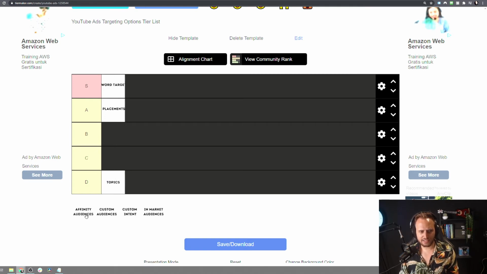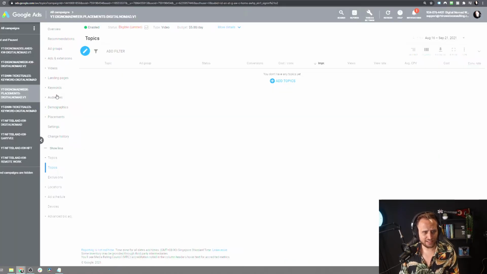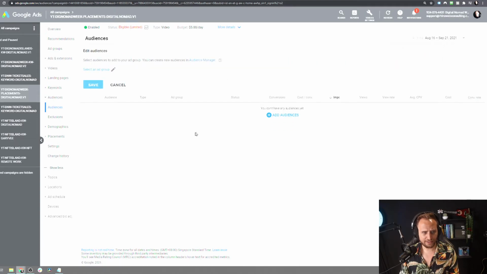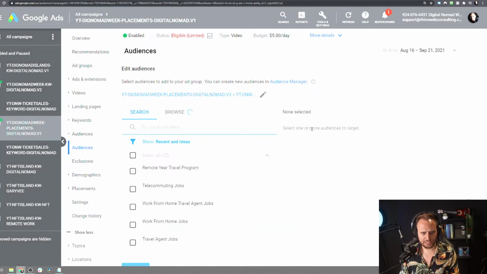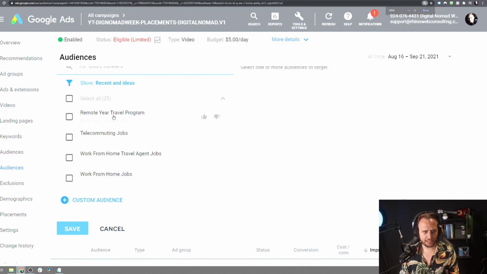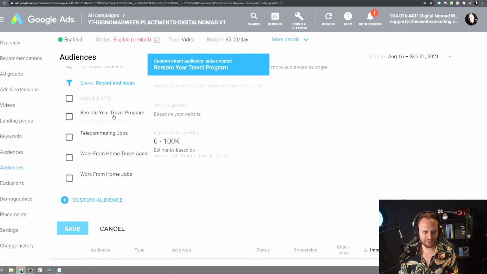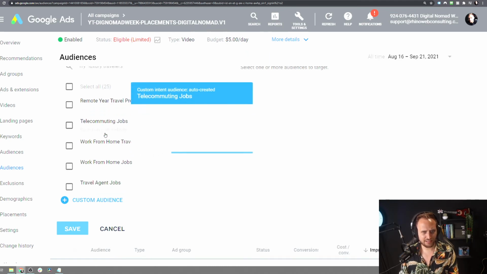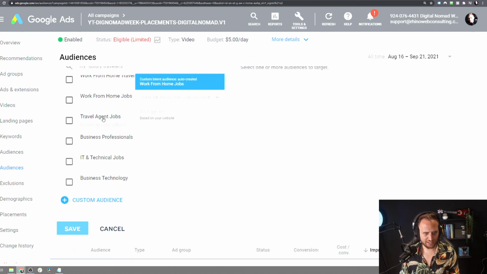So next comes affinity audiences. Affinity audience. What the hell is an affinity audience? Well, if we take a look at audiences, we'll go under here. We can add an audience in, select our ad group again, and then this will give us a few choices. So we have Google actually serving us some options here. Custom intent audiences. This is a separate thing. This is what we're going to be talking about next. Custom intent audiences. What do we have here?